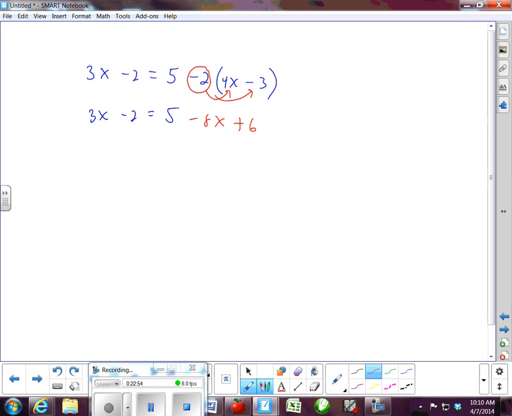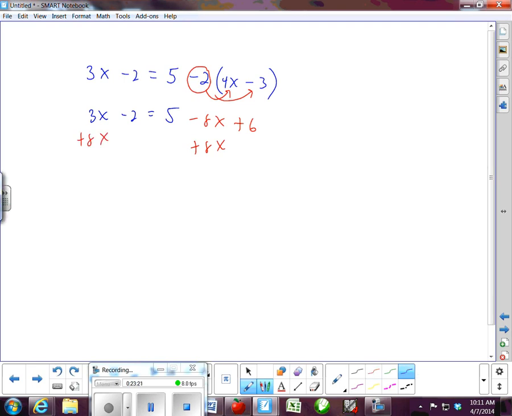Okay. So hopefully you got to this step, you distributed. What would you do next? Hopefully now you decided, hey, I'm going to get all my variables on one side. How do you move the 3x from the left to the right? You add its opposite. How do you move the negative 8x from the right to the left? You add its opposite. My choice is always to end up with a positive variable, so I'm going to move the negative 8x by adding its opposite to both sides.